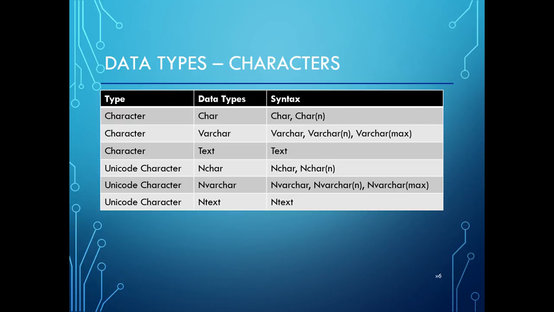Then we have character data types. So we have a char, that holds a specific number of characters, and always that number of characters. We have a varchar, and that will hold a variable number of characters up to the amount we give it. And text will hold text. That is a deprecated data type, so you shouldn't use it for new development. And then we have the Unicode equivalents of all of those data types. You should only use the Unicode equivalents if you need to store Unicode characters.